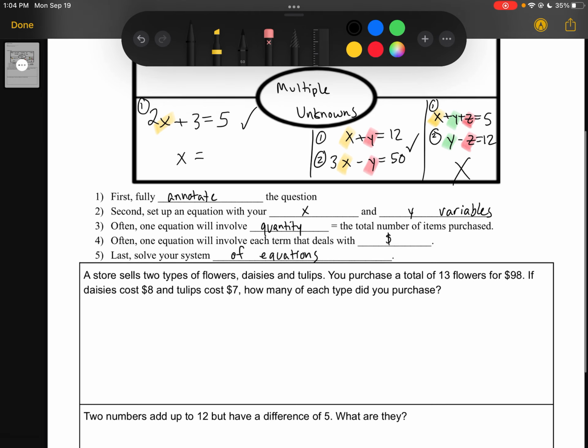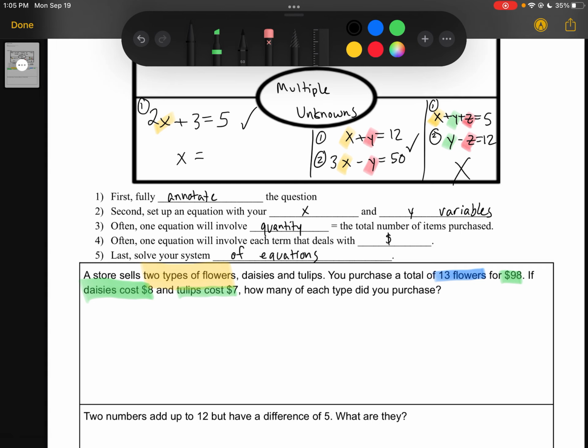And then lastly, you can solve your system of equations. So let's take a look at what we have here. So first, let's annotate. So a store sells two types of flowers, daisies and tulips. And let's start color coding. We purchased 13 flowers, so that's a quantity. That's a number. We can count out 13 of them for $98. We'll put it in green because $98 deals with money. So daisies cost $8, more money. Tulips cost $7, more money. How much of each did you purchase?